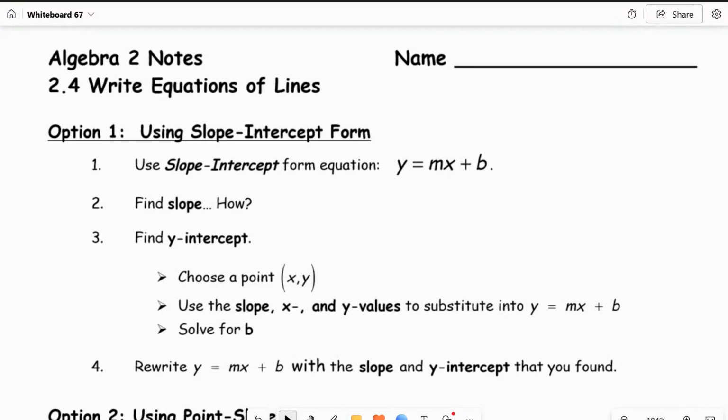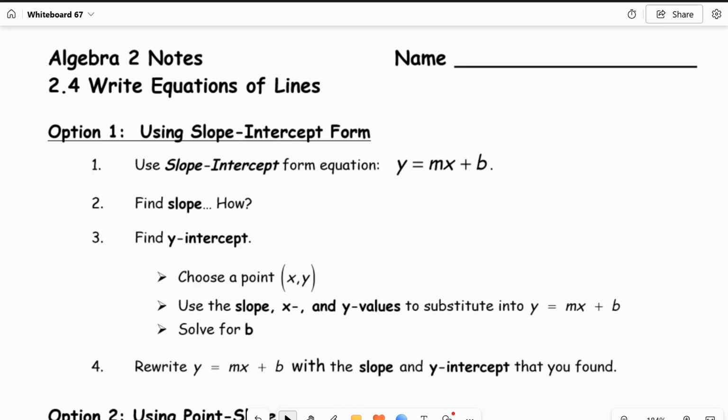We are writing equations of lines. We have a couple different options when writing equations of lines. We can use the slope-intercept form, which is y equals mx plus b. In order to use this form, we need to first start by finding the slope.